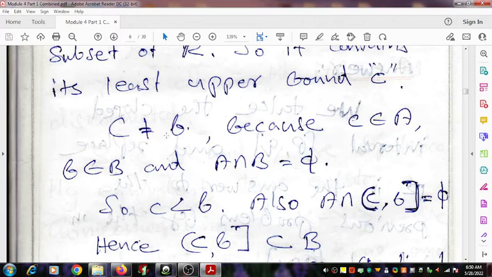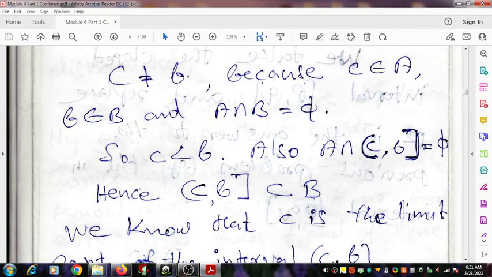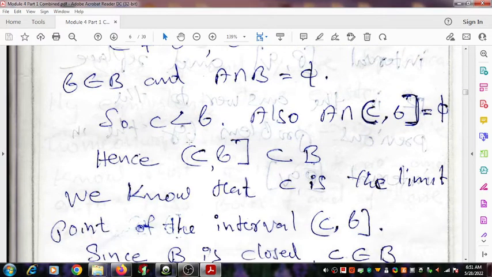But if c is equal to b, what happens? Then c becomes an element of B also. So c is an element of A and c is an element of B. That implies that there exists a common point for A and B, and that contradicts the condition that we have accepted on A and B, that A intersection B equals the empty set. If c equals b, then we get a contradiction. So we have to take c less than b.